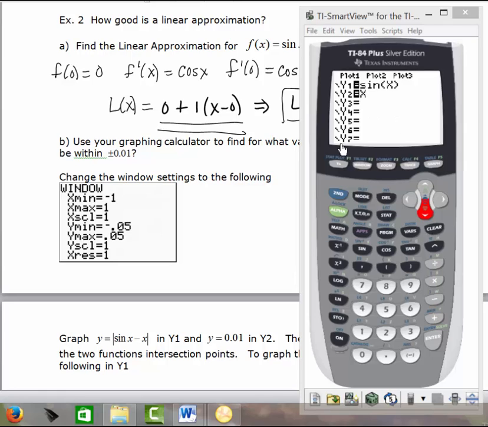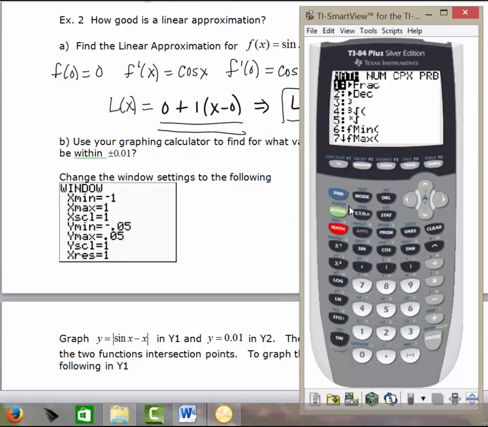I now want to find the absolute value of the difference between sine x and x. You can do this two ways. You can use y1 and y2 like we did last time, or we can go into math, number, absolute value, and literally just type sine x minus x. It depends on how complicated the function is, whether you want to use the vars keys instead. We could just as easily put y1 minus y2 in there.